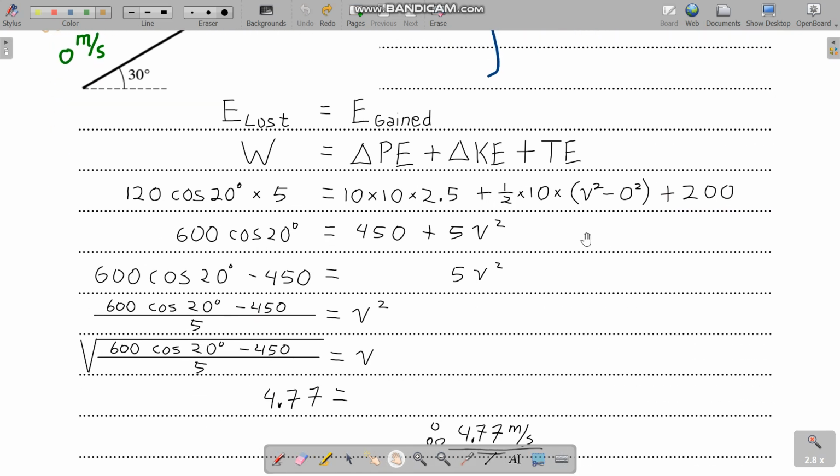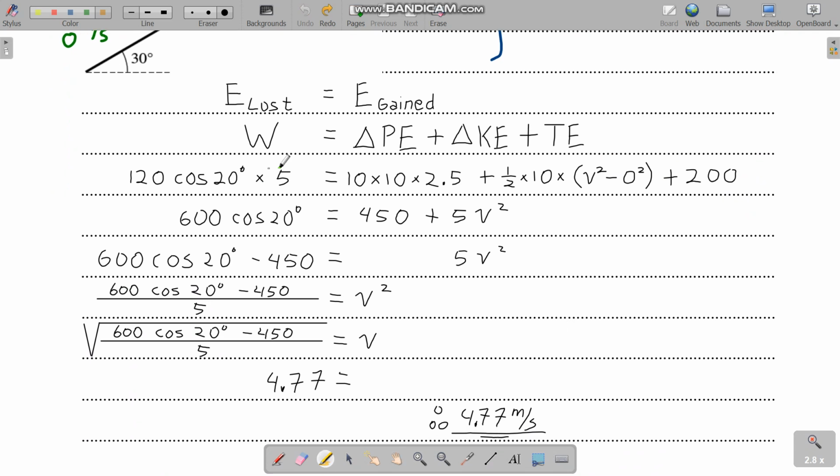So from here just use a calculator, simplify things, and solve for v, and we get this number. Okay, so in conclusion, in 3 significant figures with the unit, this is the final answer.